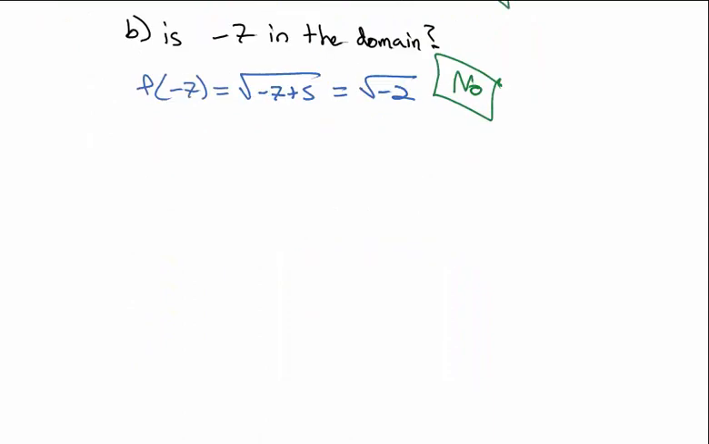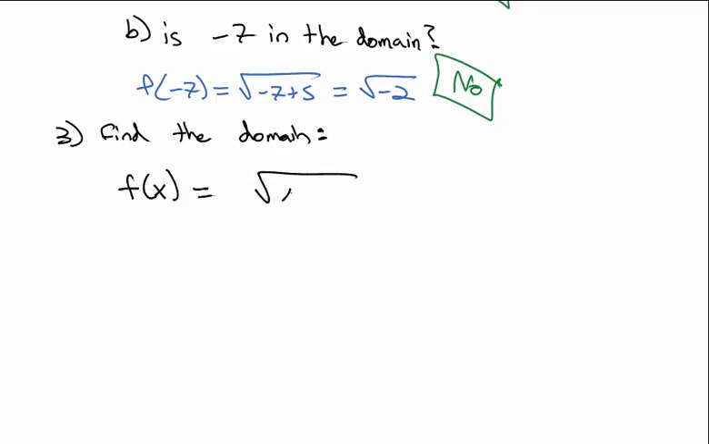In fact, rather than looking at specific points, it might be easier to just find the exact domain of a function we're interested in. Let's do the function f of x equals the square root of x plus 1 over x squared plus x minus 6.